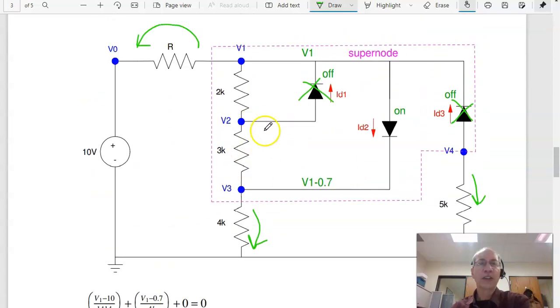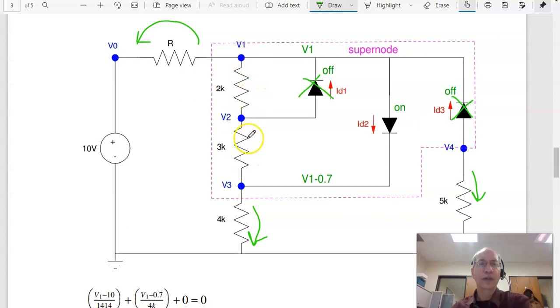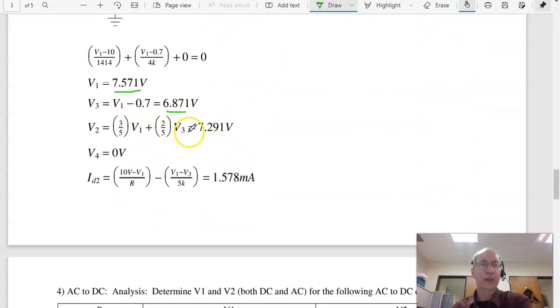A couple of ways to get V2. By superposition, it's something times V3 plus something times V1. The gain times V3 is by voltage division 2K over 5K, 2/5 of V3 from V1, 3/5 of V1. That's one way to do it. 7.29 volts. And V4 is 0.